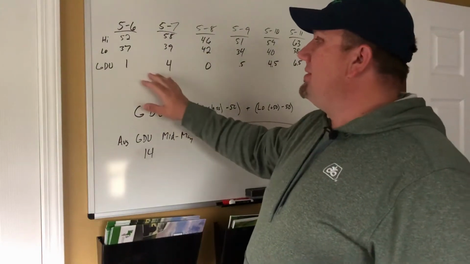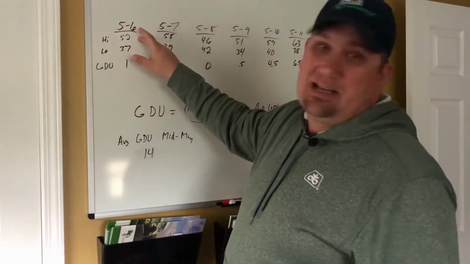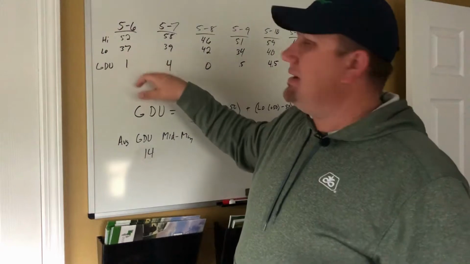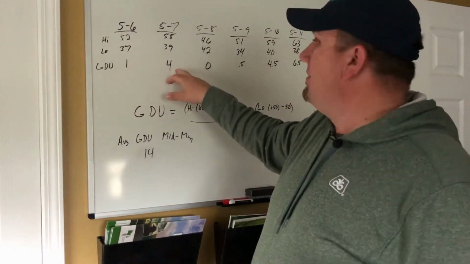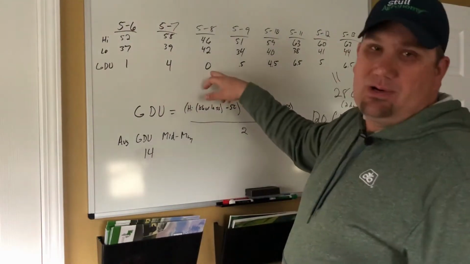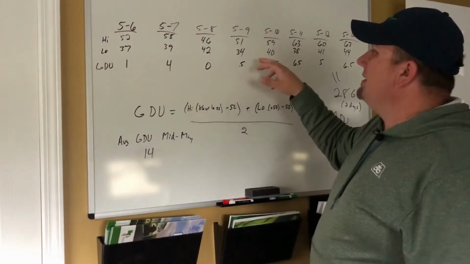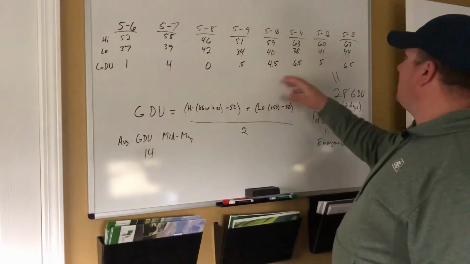But when we look at the temperature forecast, today the high is supposed to be 52 and the low is 37 tonight, so we get 1 GDU. Tomorrow, a high of 58 and a low of 39, we get 4 GDUs. 0 on Wednesday because it's going to be colder than heck. Thursday, 0.5. You know, it goes on.